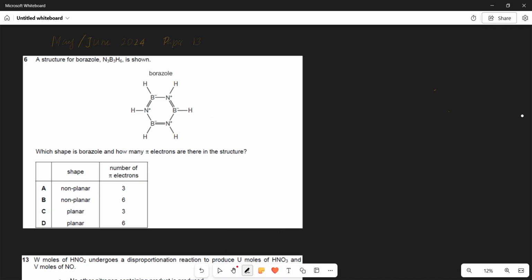The first one is a structure of borazole shown. You have that, and the question asks about the shape of borazole and how many pi electrons are present in this structure. So the structure looks like benzene. Benzene has a planar structure. That's what we need to know.